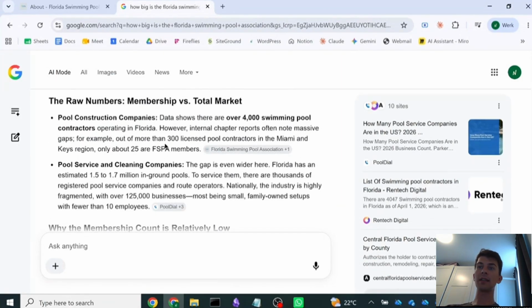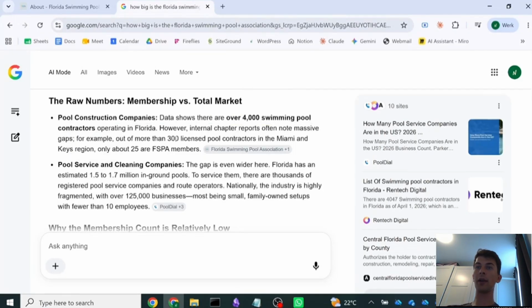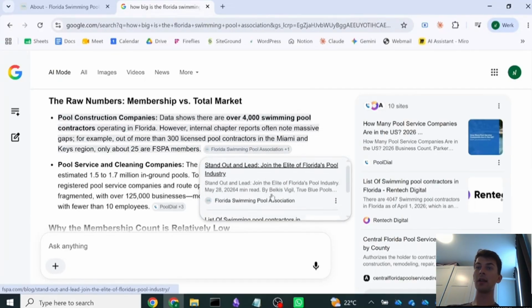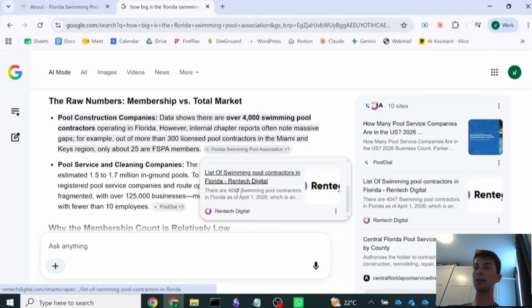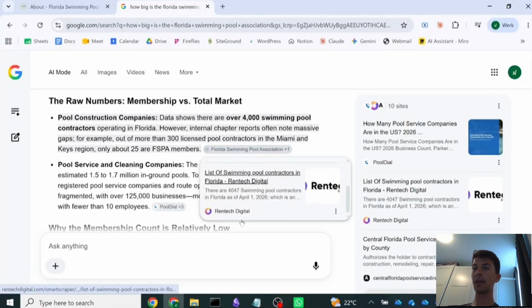Gemini says that there are over 4,000 swimming pool contractors operating in the state of Florida. And one of the reference sources for this was the FSPA, but it turns out that there were 4,047 swimming pool contractors in Florida as of April 1st, 2026. It's July 6th, 2026, the date that this is filmed. So that's pretty recent information from Rentech Digital.